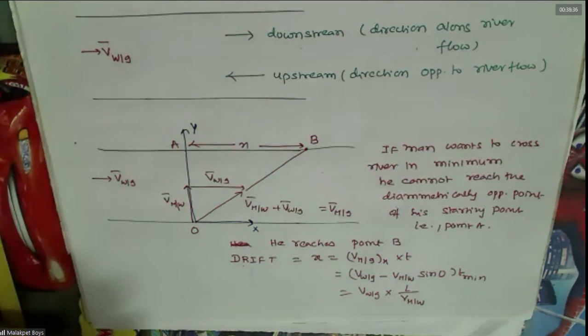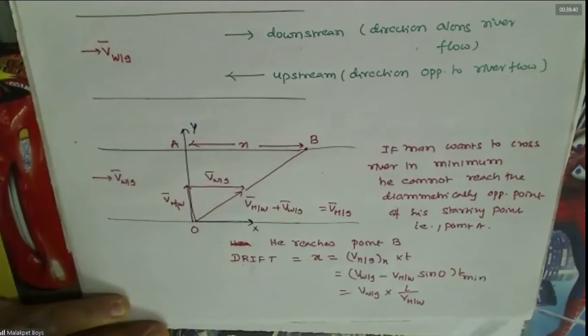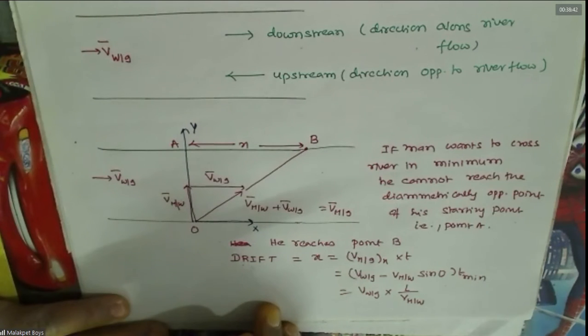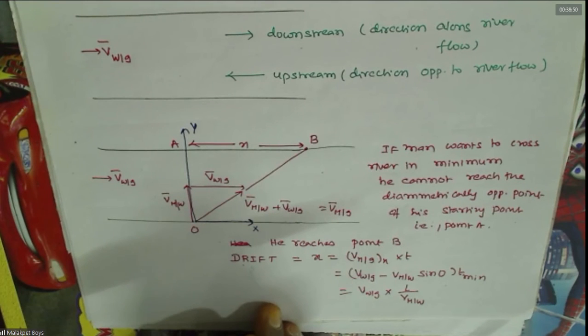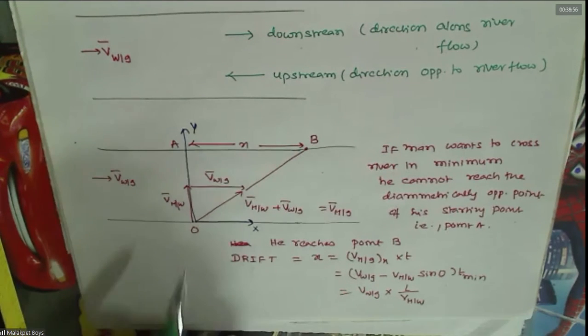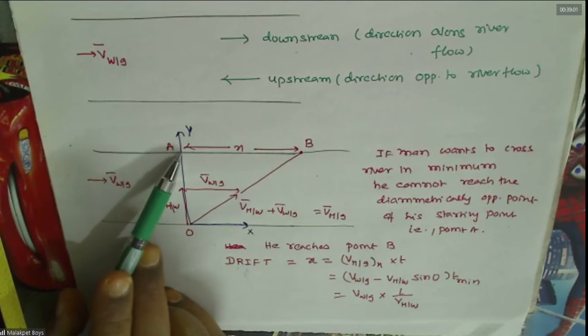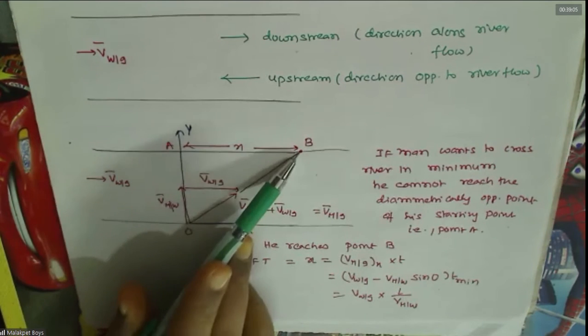That means even though he wants to reach there, he cannot reach. Why? He is adopting the shortest time. Clear? Minimum time. Remember, what is the moral of the story? Physics teaches you a lot of morals. If you want to complete some work in minimum time, you will never reach the goal you want. You will reach somewhere else.